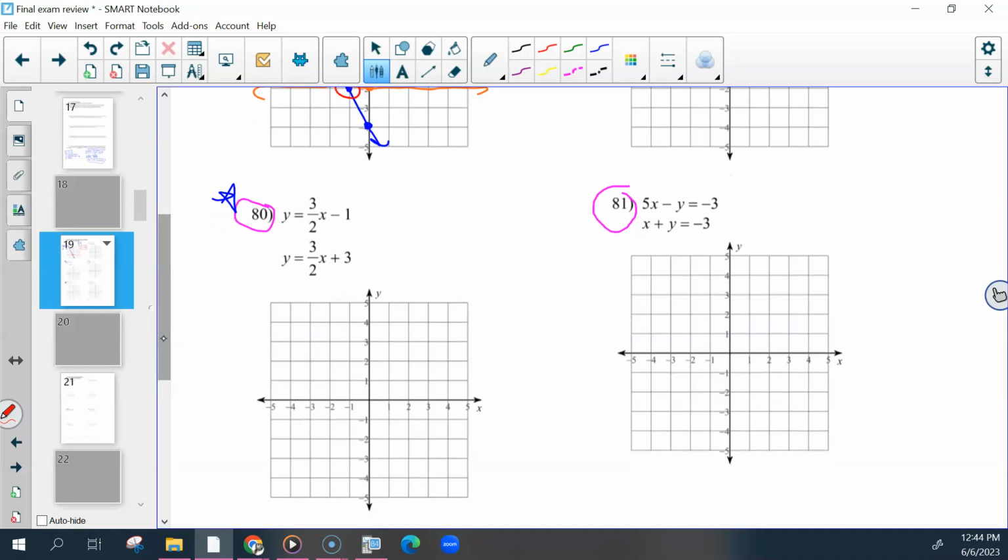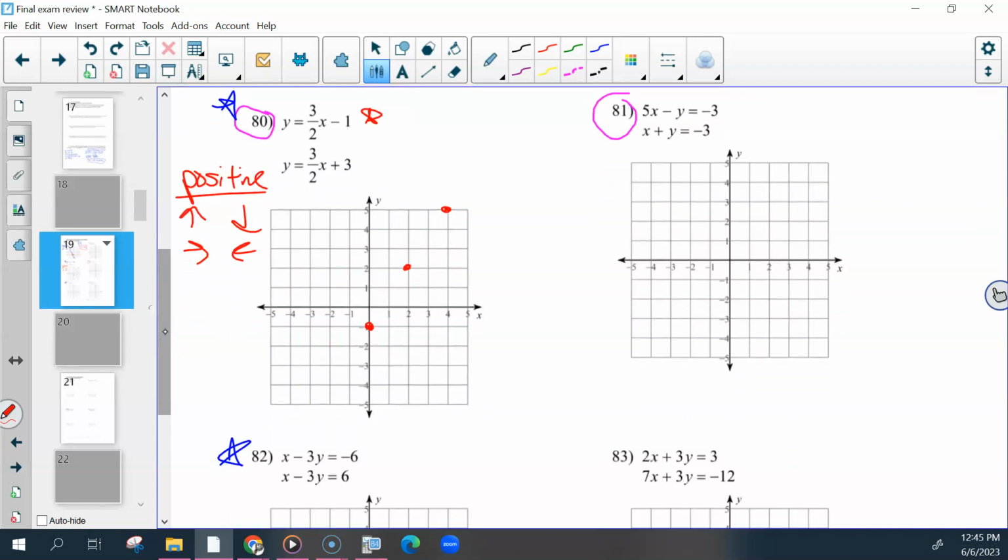For 80, you're doing the same thing. I'm starting with this first one. Y-intercept of -1. The slope is now positive. So for positive slopes, you can go up and right or down and left. So keep going up 3 to the right 2 as many times as possible. And then go down 3, left 2 from your y-intercept. Draw a line through those points, connect the dots, draw arrows.